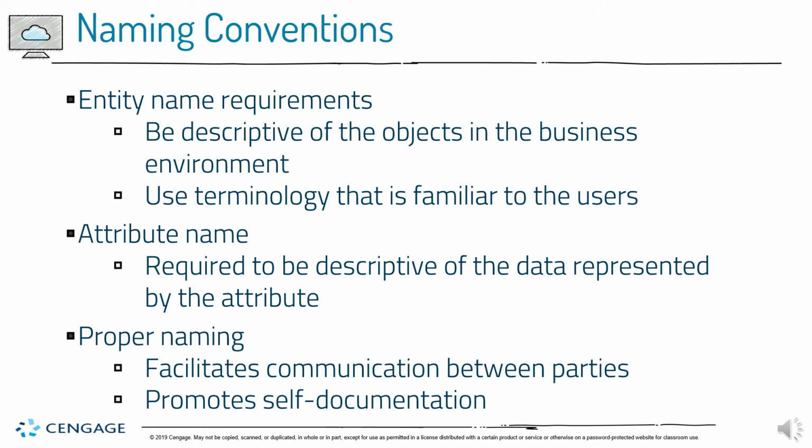This identification process includes naming the object in a way that makes it unique and distinguishable from other objects in the problem domain. It is important to pay special attention to how you name the objects you are discovering. Entity names should be descriptive of the objects in the business environment and use terminology that is familiar to the users. An attribute name should also be descriptive of the data represented by that attribute. It is also a good practice to prefix the name of an attribute with the name or abbreviation of the entity in which it occurs.